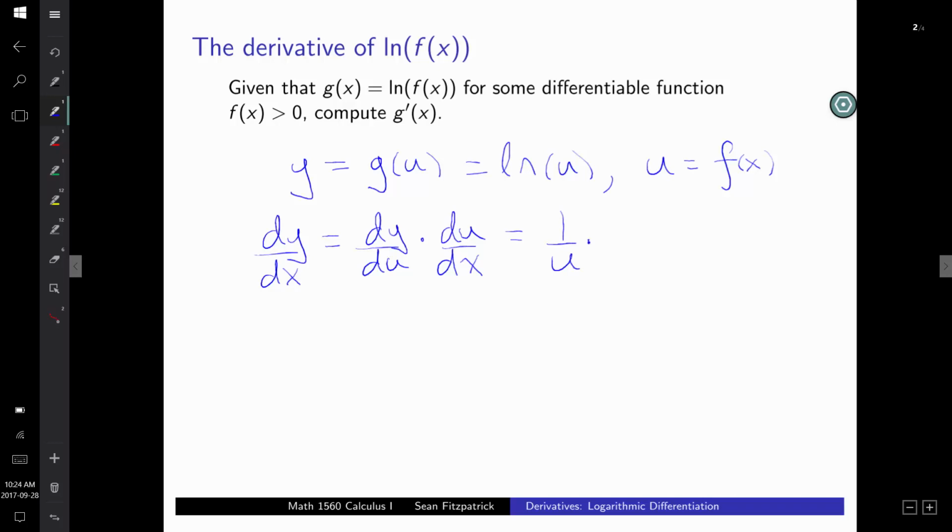And what's du/dx? du/dx is just the derivative of f of x, so f prime of x. And what was u? u was f of x. So we get 1 over f of x times f prime of x, right? Or if you like, simply f prime over f, okay? So whenever you take the derivative of the log of some function, you get the derivative of that function divided by the function itself. Okay, and we'll see how to make use of this.